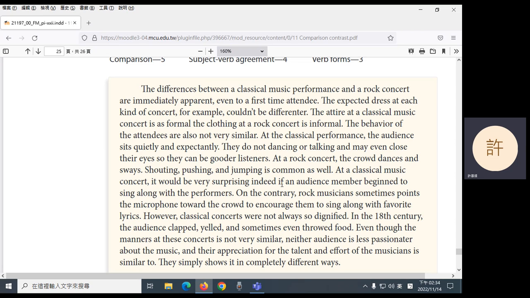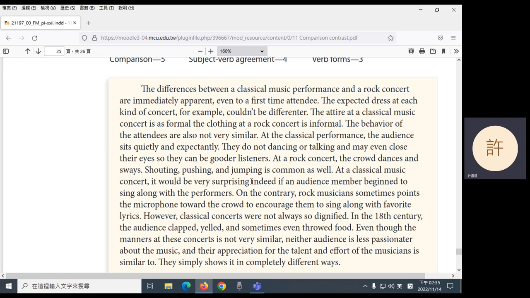Indeed, if this is actually correct, you might have been thrown by the insertion of the word indeed. But if you take out the word indeed, it makes more sense. It would be very surprising if an audience. That makes sense, right? Yeah, okay. So I think that's it, right? Yeah. All right, thank you very much.